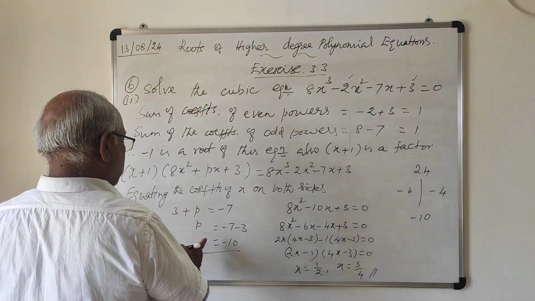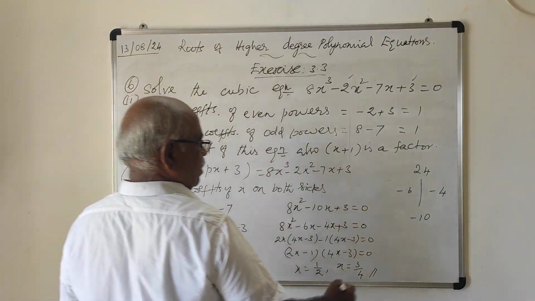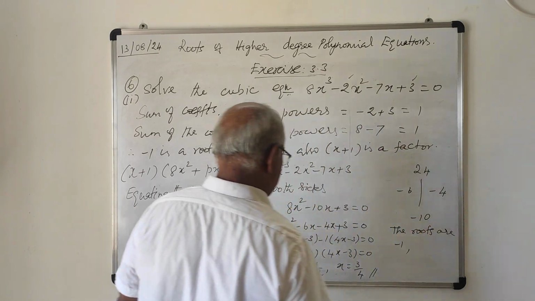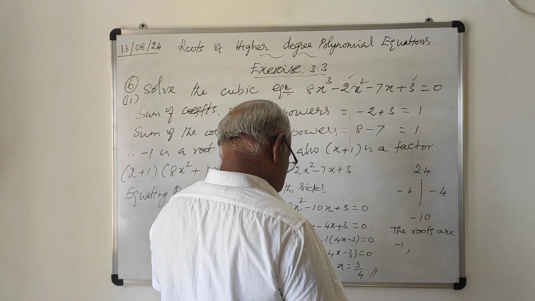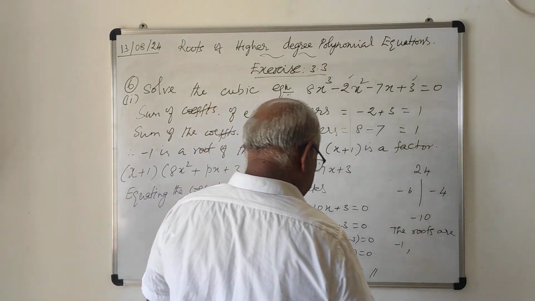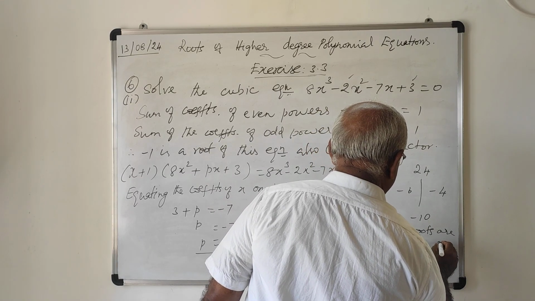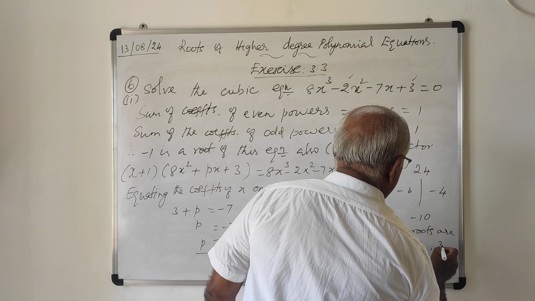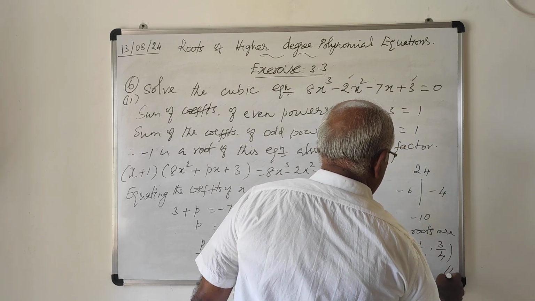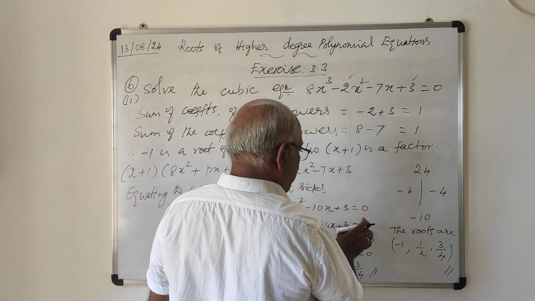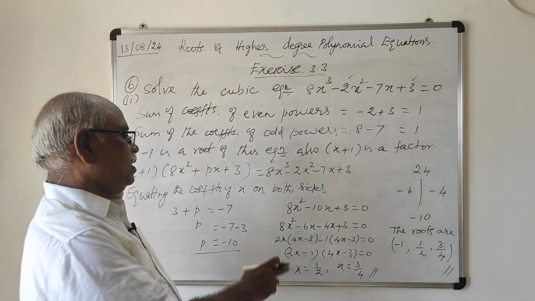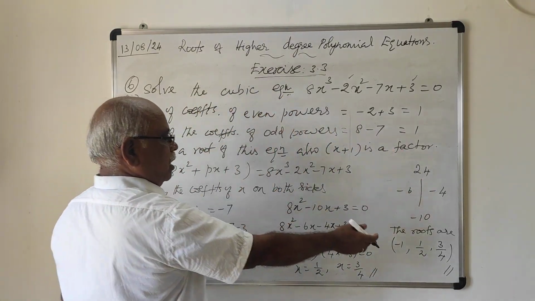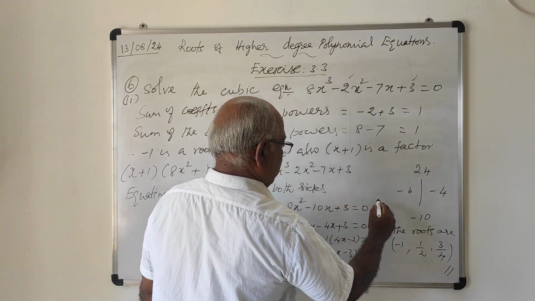Therefore, minus 1 is already a root. Therefore, the roots of this given equation are minus 1, 1 by 2 and 3 by 4. This is the method of factorization you have studied already in your lower classes. Therefore, by factorization method you can find out the roots easily. So the roots of the given cubic equation are minus 1, 1 by 2, 3 by 4. That's all about the problem.